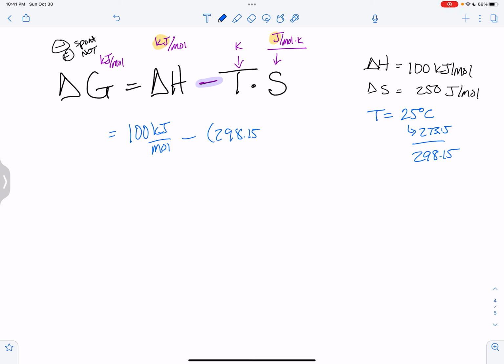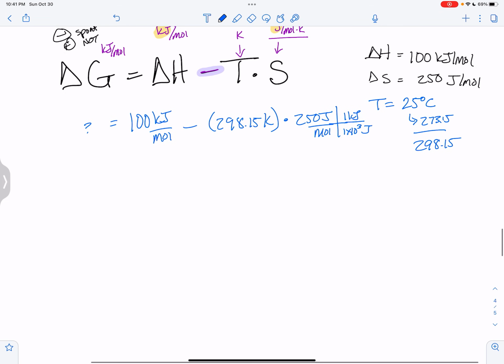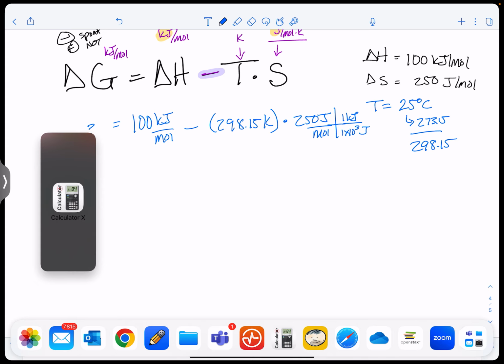298.15, that's Kelvin, times my S, which is 250 joules per mole. And again, I'm going to go ahead and just fix that right then. So in 1 kilojoule, I have 1 times 10 to the third joules. And that's going to give me my delta G value. So I just need to bring over my calculator, and then I'll solve it.